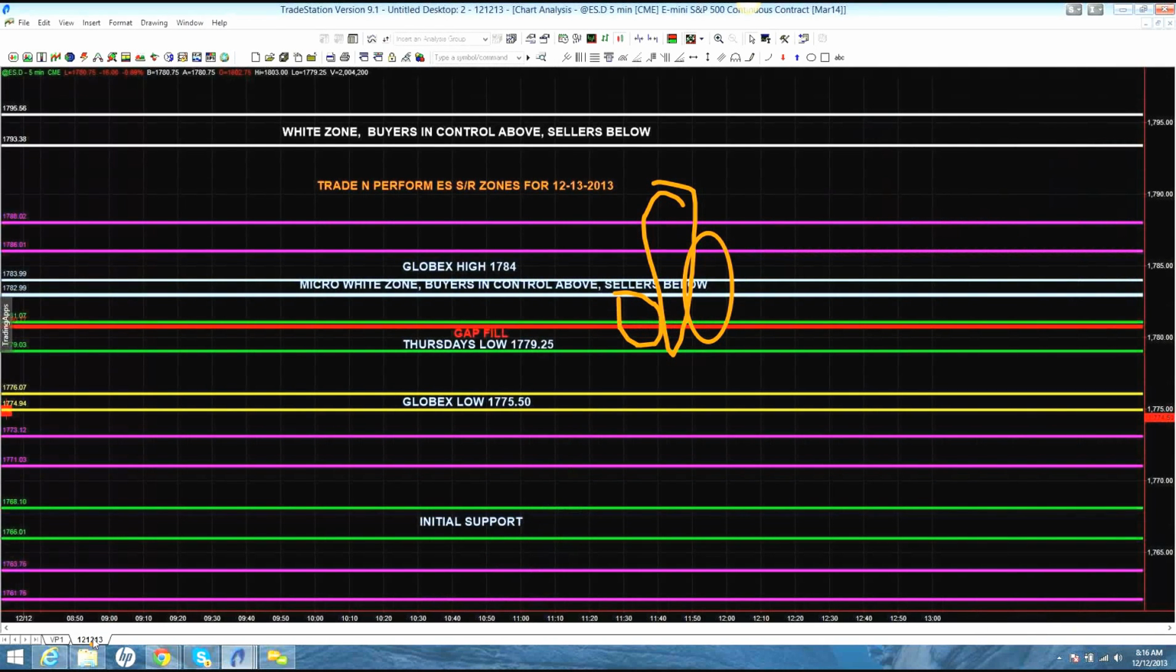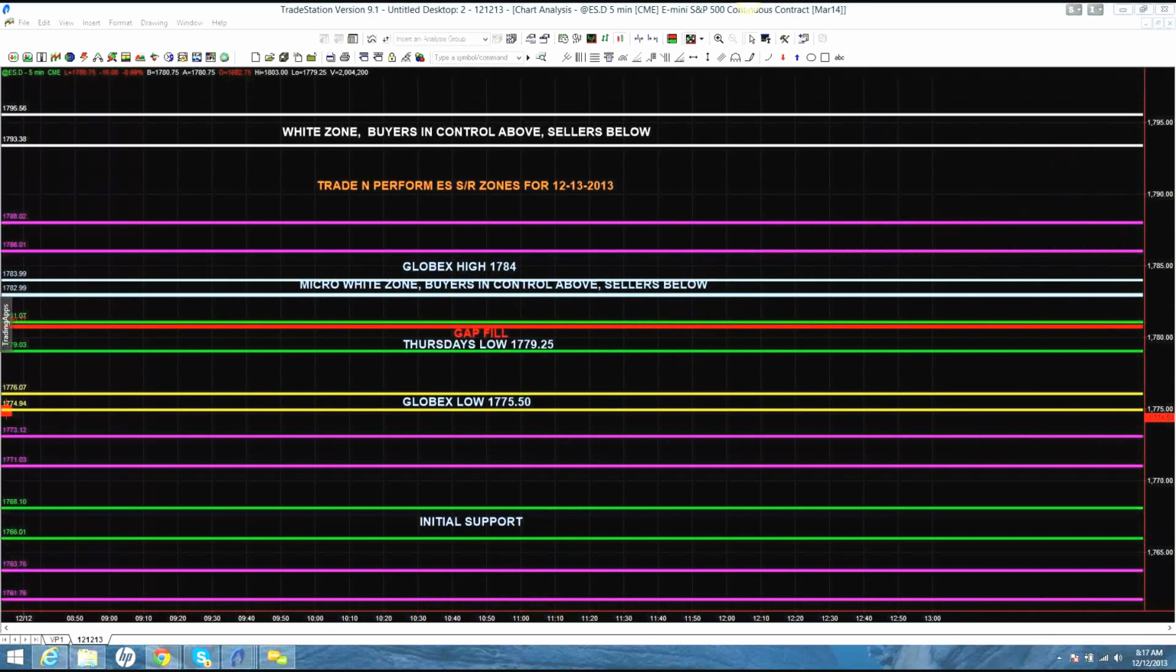Let's trash this. So it looks like we're set to open about 1781. Now, I made up this micro white zone. It just happened to coincide with this 1784. The range was so large, I actually needed 2 white zones. The first big key is going to be getting up above 1784, right? And for the long side to hold, obviously, we're going to have to hold gap fill.